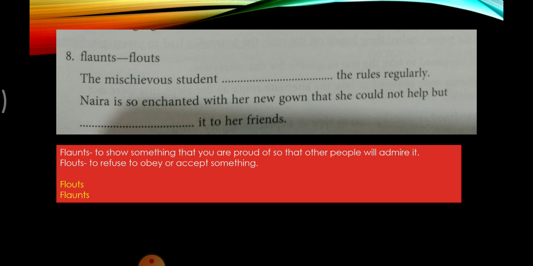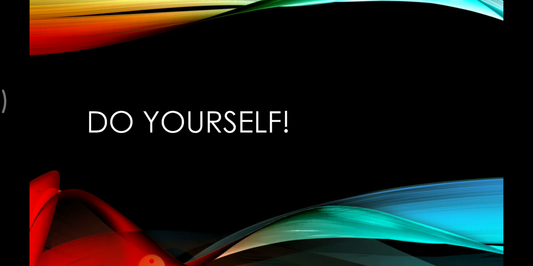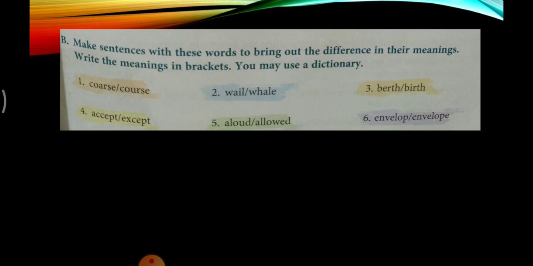Okay, now next part, very important: do it yourself. What to do? This is the exercise from the book. Make sentences with these words to bring out the difference in their meanings. Write the meanings in the brackets. You may use a dictionary.